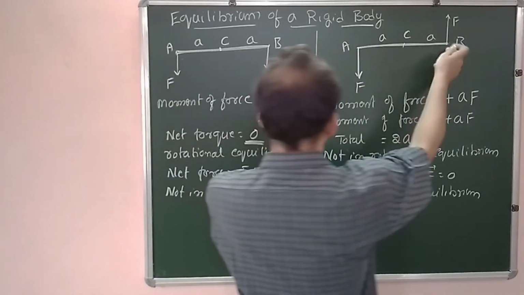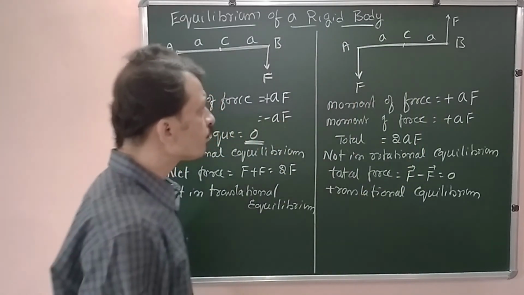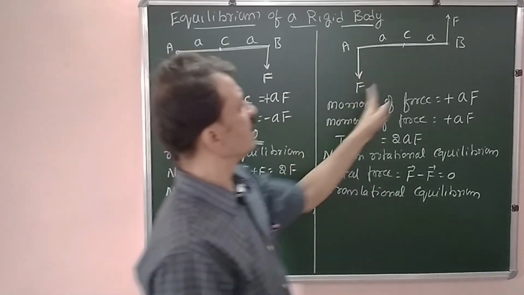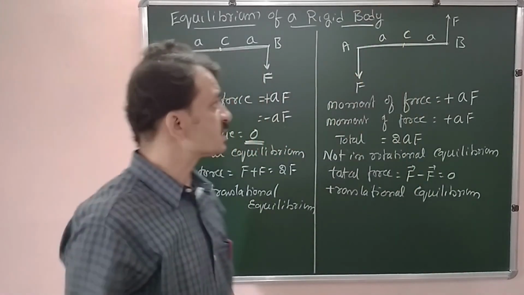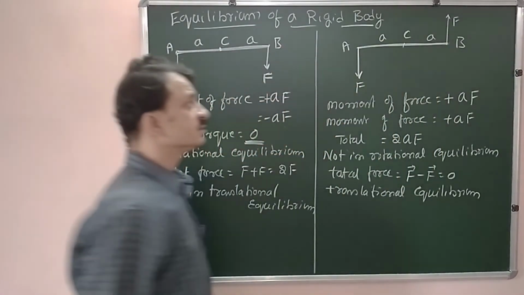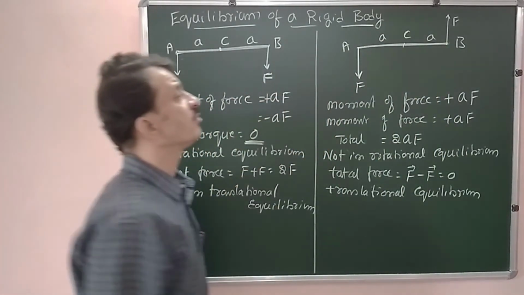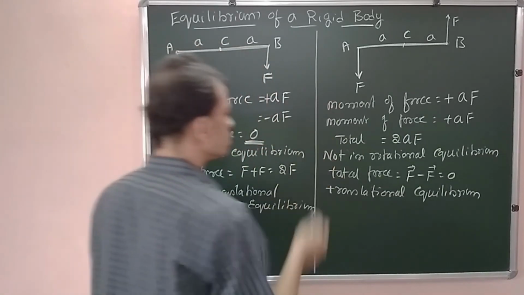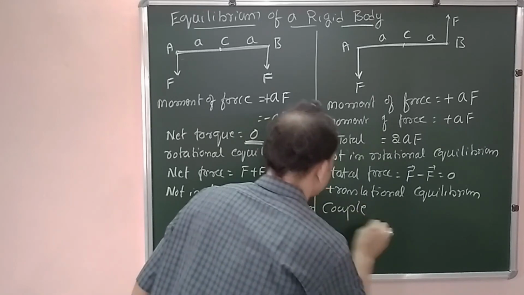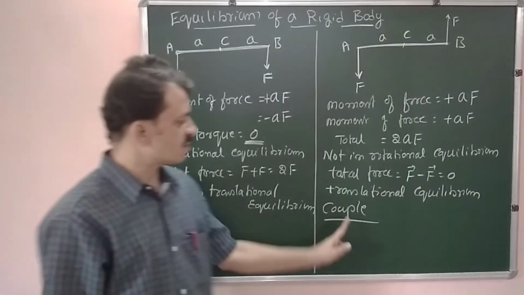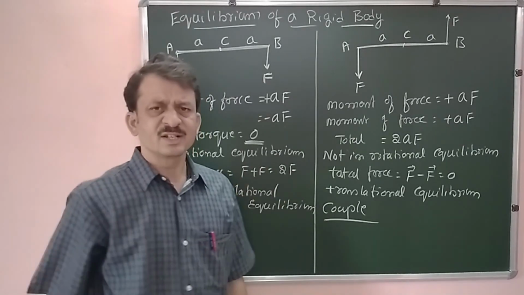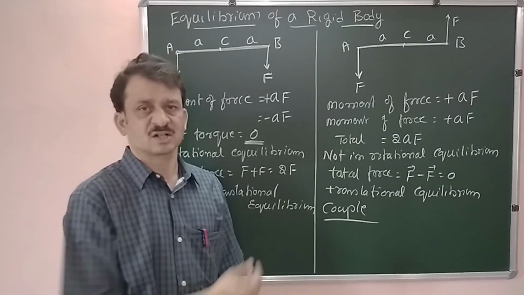Now here, we are having two forces, a pair of equal and opposite forces acting at a different line of action, acting at different points of action. Those pair of equal and opposite forces acting at different points of action are called a couple. So couple is a special case of torque.